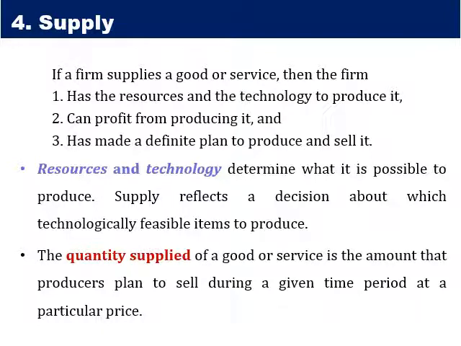Also, as we measure the quantity demanded per unit of time, here we measure the quantity supplied per unit of time. For example, the firm may plan to sell 10 units of a commodity each day. So this means that the quantity supplied of the commodity is 10 units per day or 300 units each month, and so on.